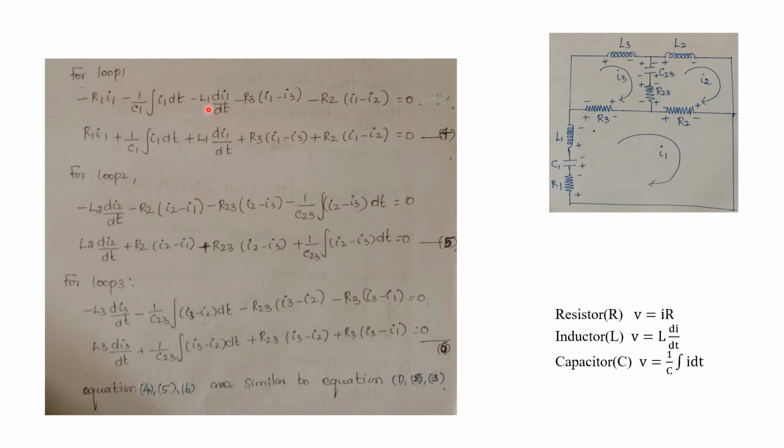What about the voltage drop across the inductor L? Here it is given: for inductor, L into di by dt. So here it will be L1 into di1 divided by dt, the corresponding current. Now the next element is R3. From plus to minus it will be minus. For a resistor, the voltage is I into R. So R3 into, here we have to write the I value.